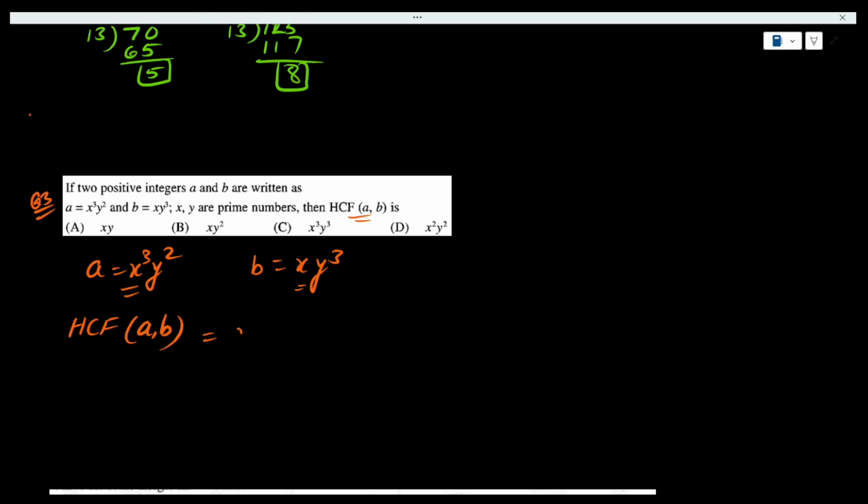You know that x to the power 1 is the minimum power, and for y square and y cube, what is the smaller power? Y square. So the HCF will be xy square. So option number B is the right option.